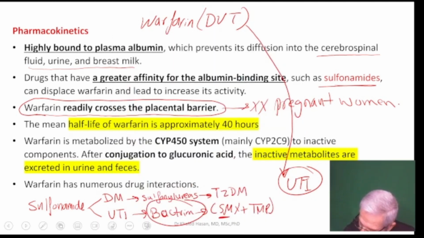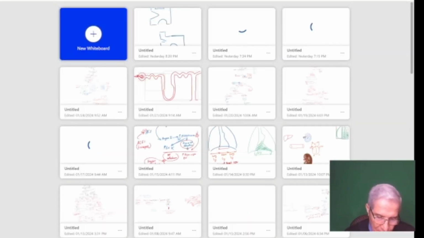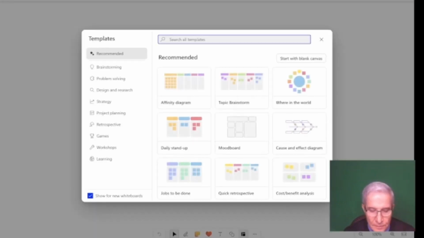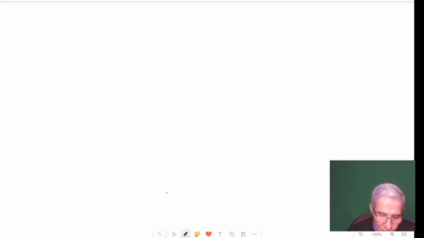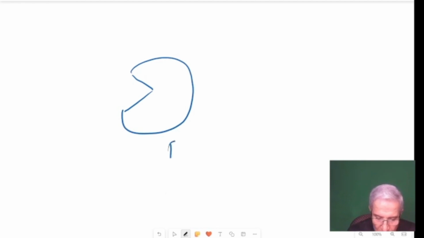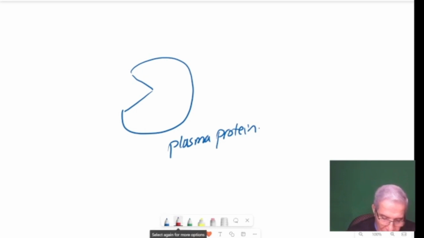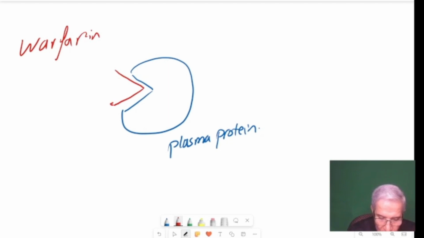Okay, I will go back again to the whiteboard. We have protein, let me say like this, in the plasma. This is plasma protein. When you prescribe, for example, warfarin, it binds to the plasma protein. This is warfarin binding to the plasma protein.